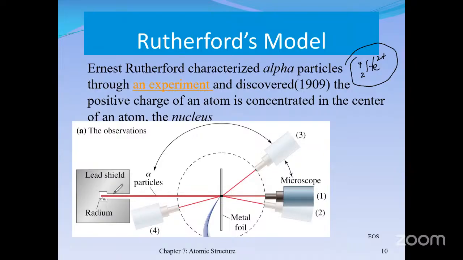Now, some of them are deflected at an angle, as shown here, and shown here, and some of them are repelled as well, as shown here, right? But the vast majority of the particles pass right through the gold foil and are detected by the detector on this side right here, all right? So therefore, this contradicts the plum pudding model, and Rutherford came up with his own model to explain this observation.